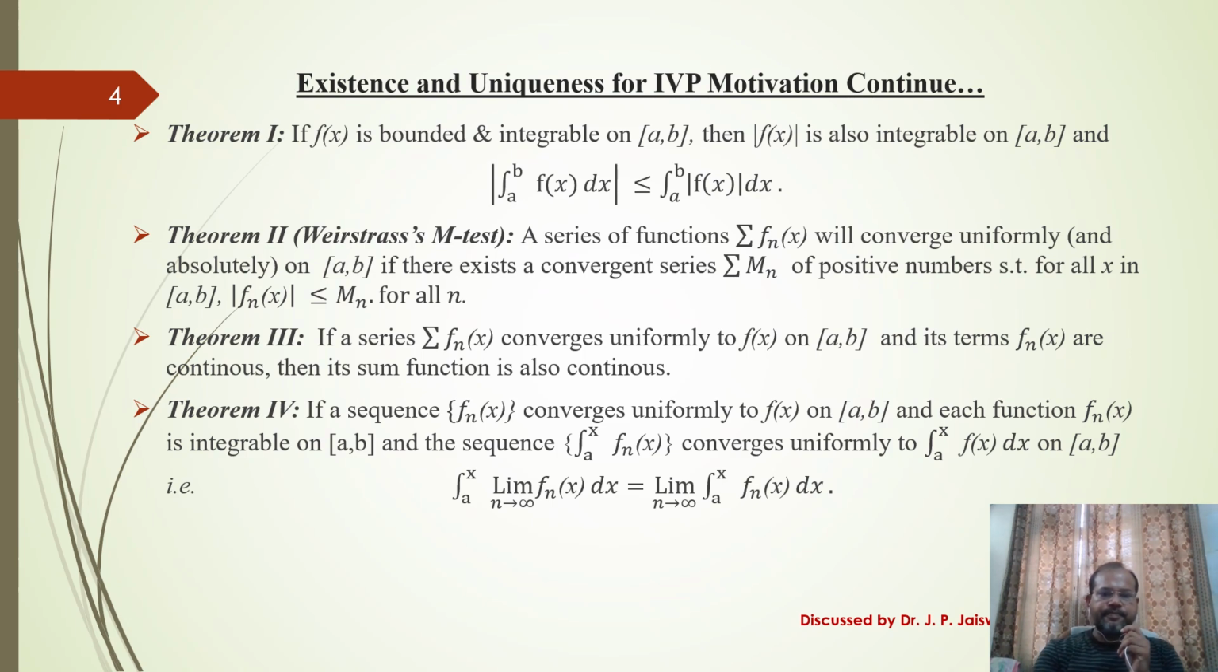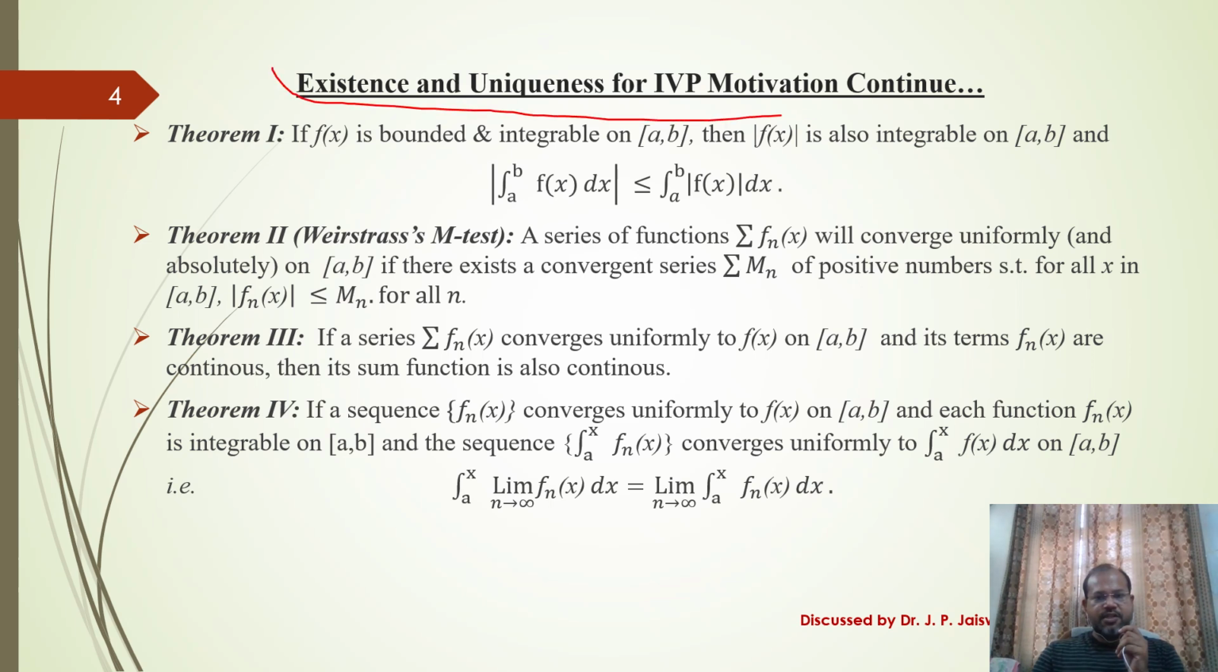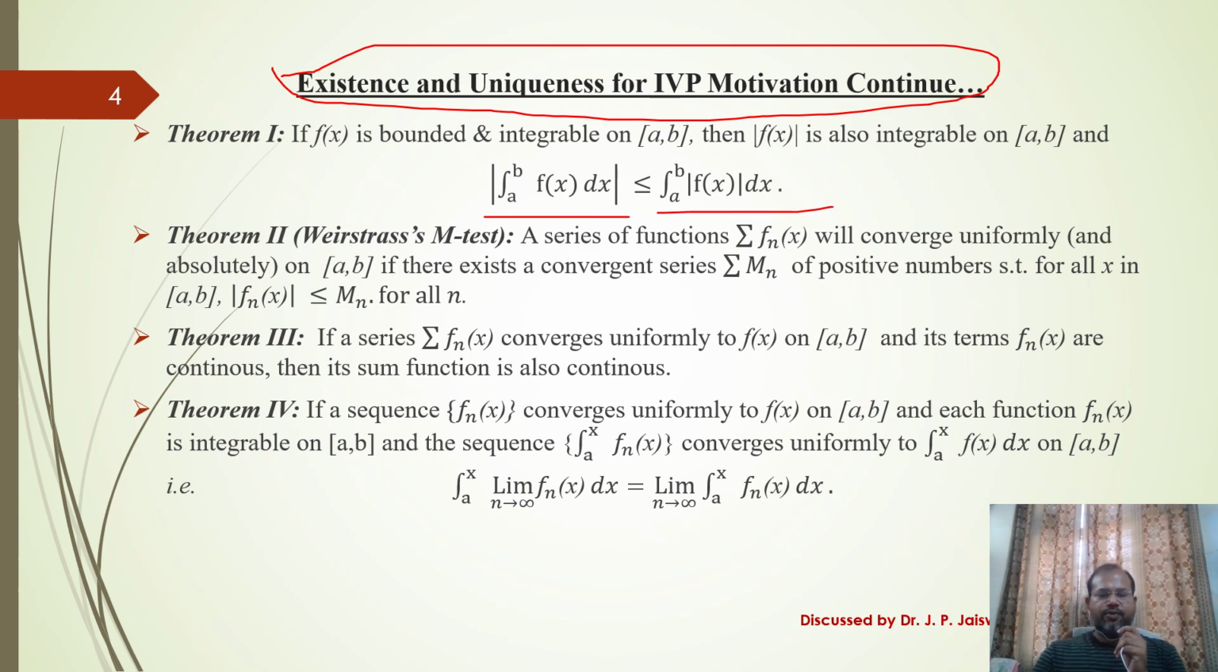Now come to the very important results which will be used in the proof. These are results of real analysis, basically related to Riemann integration and convergence. First result: if f(x) is bounded and integrable on the closed interval [a, b], then |f(x)| is also integrable, and |∫ from a to b of f(x) dx| ≤ ∫ from a to b of |f(x)| dx. That means if you shift the mod inside the integration, that quantity will be greater.